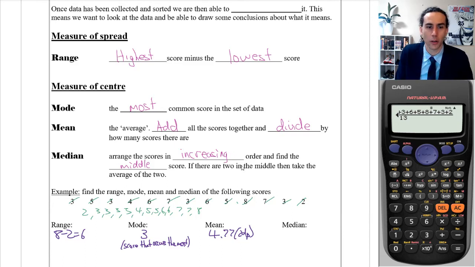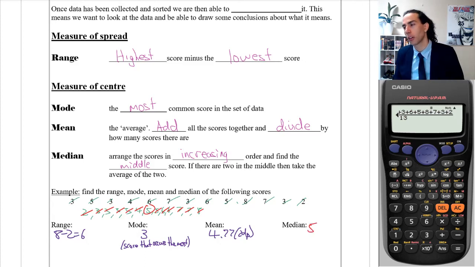So a nice way to do it, just cross off first and last until you end up in the middle. So you have to cross off first and last, first and last. There's another trick, but I'll teach you another time.